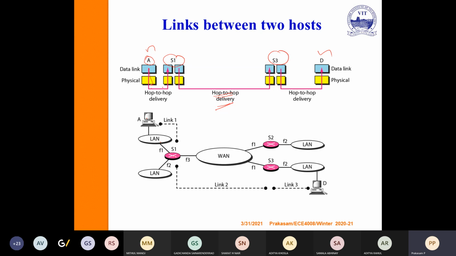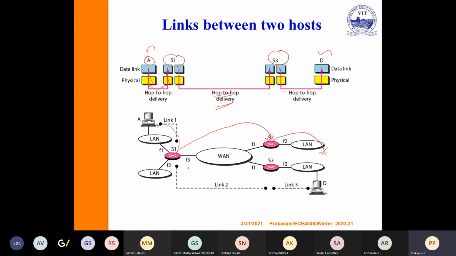From here to here, one connection is needed. From here to here, another interconnect, one connection. From here to here, I need one more connection. That means from A to this router or switch, from switch to this switch, and so on. So I need three different links here. Now let us assume we want to connect with a far away node.